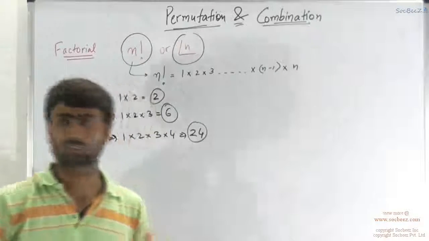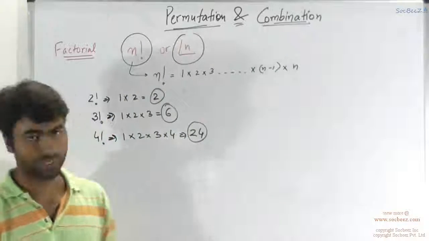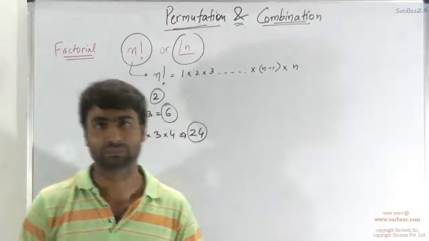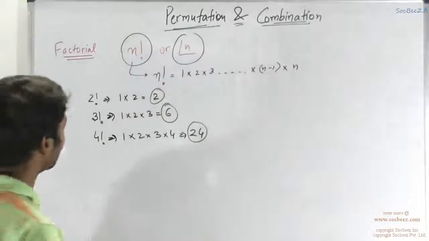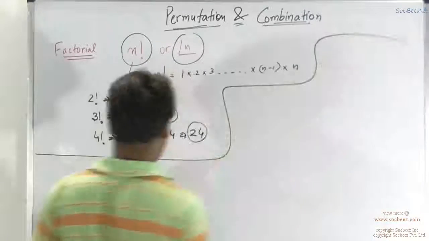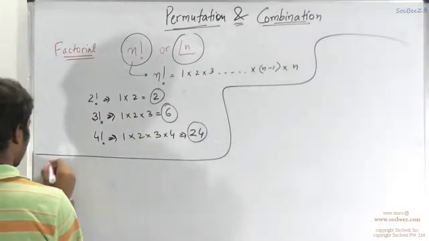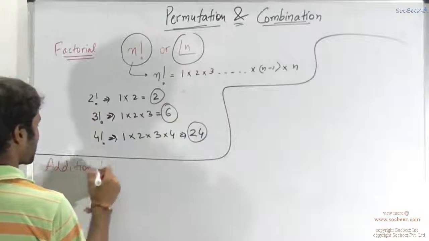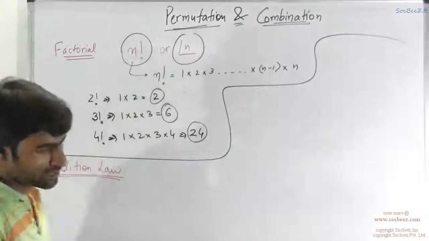There are two basic fundamental laws in counting. They are known as the addition law of counting and the multiplication law of counting. I will explain both of these one by one. We will begin with the addition law. What does the addition law state?